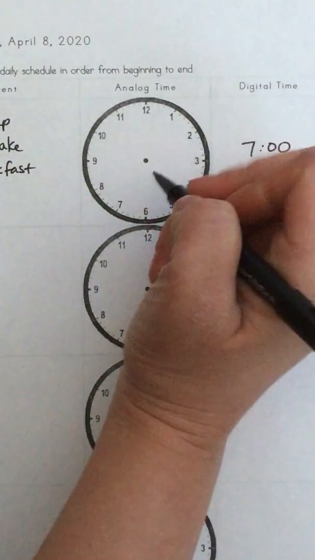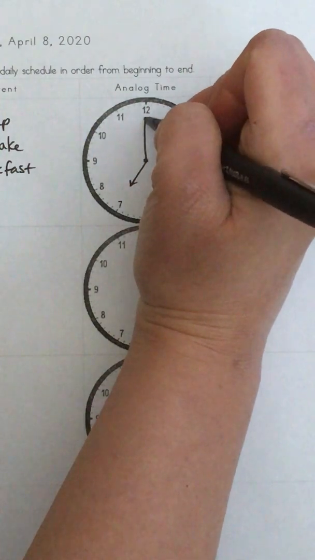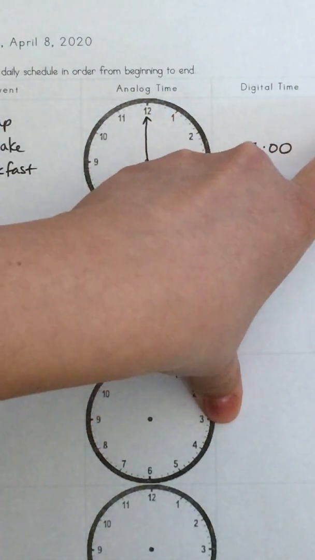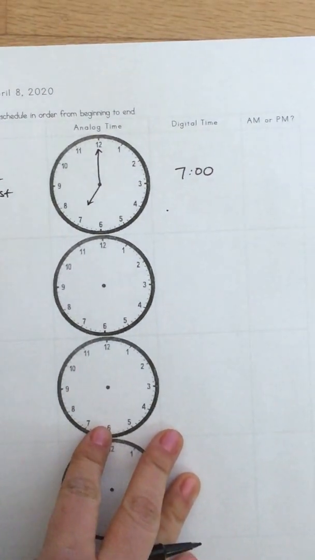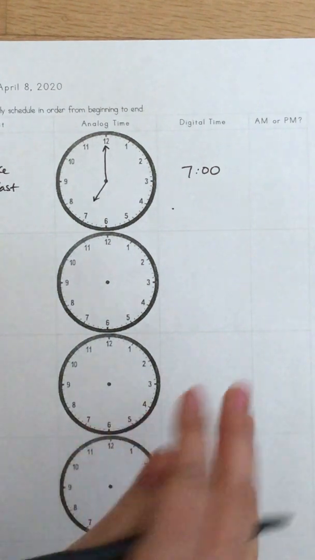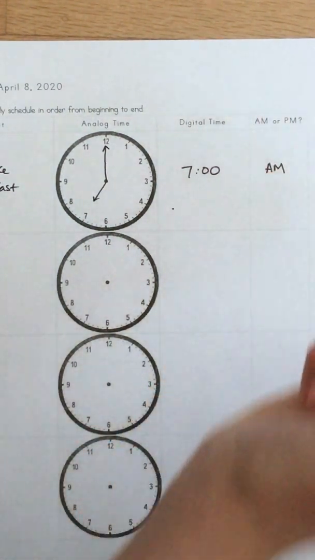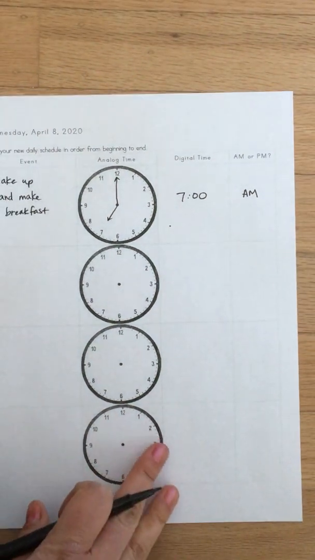Okay. Shorter hand to the 7, longer hand to the 12. All right. Now it asks AM or PM. So in the morning when I'm waking up, it is AM. It's AM.